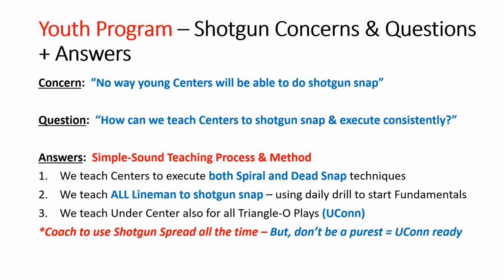I would argue that at all levels now, with these spread offenses, your best lineman needs to be the center. Number three, then, we can teach under center for the quarterback to run all the triangle plays here, and we just simply use a UConn call. Again, we don't need to be a purist. We can do both if that's what you're most comfortable with. And again, to give you an out if you're having trouble early on with snaps.